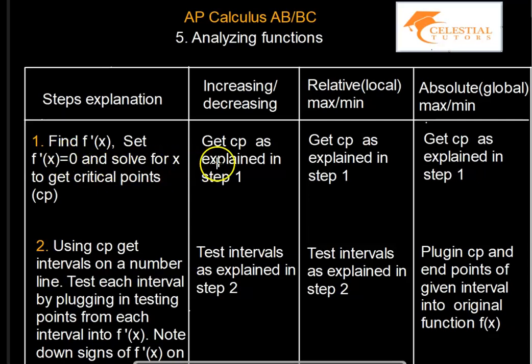The first step is the same: check all three parameters, whether you need to find intervals of increase or decrease, relative maxima and minima, or absolute maxima and minima. Step 1 is the same for all three procedures. For that, we just find the first derivative, then set the first derivative equal to 0 and solve for x. Then you would get the critical points, and we need critical points for all three of them.